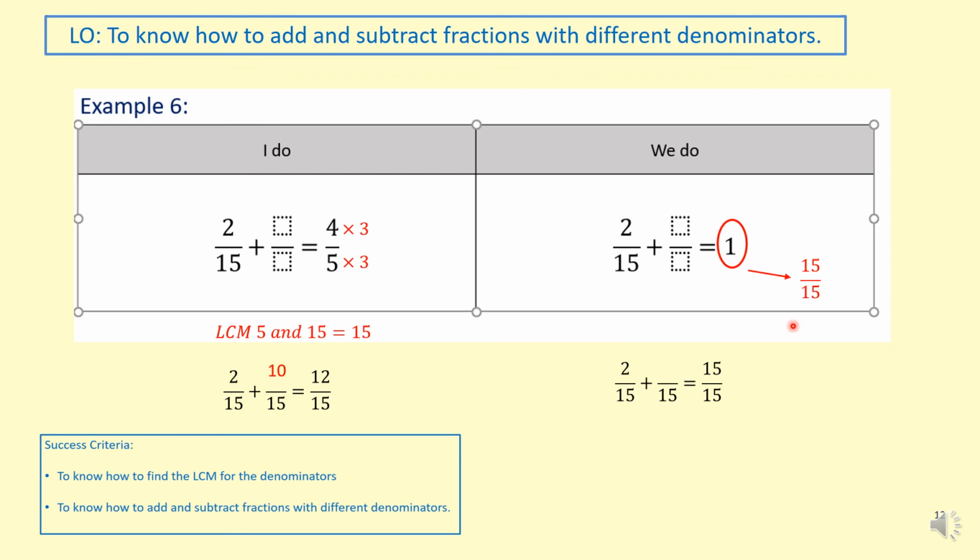So if I rewrite my question, nothing needs to be changed on the first one, because I already have the denominator as 15. Okay, what number do I need to add to 2 to get to 15? 13. So that missing number was 13. That missing fraction was 13 over 15. Very well done if you managed to do this one right. A bit tricky though.